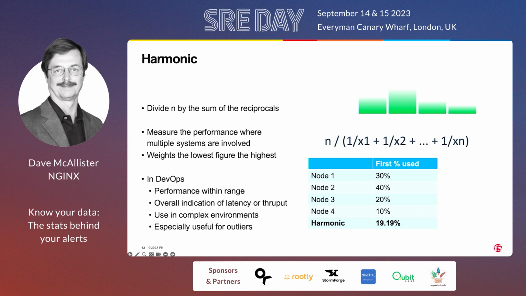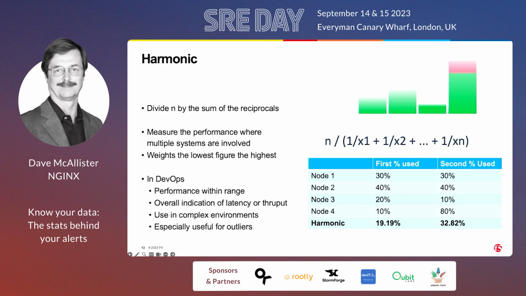It is incredibly useful when you're looking at more complex environments. And by the way, it helps you find outliers. So using the harmonic gives you some really great information about what your outlier structures look like. So, slightly different model. I have 4 computers. They're running at current loads here. Its harmonic mean is 19.19.